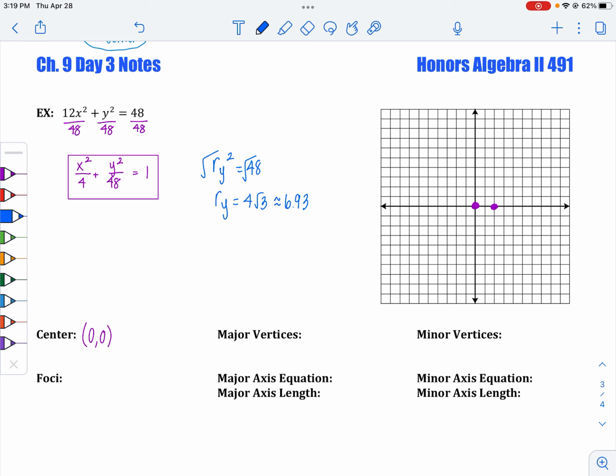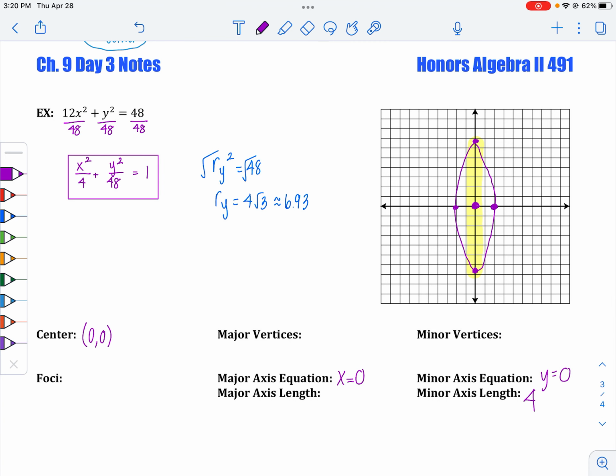So in the y direction, oh, sorry, I don't know why my point erased here. In my y direction, I'm going to go up 6.93, and down 6.93. And it's just an equation, so I know that this is my ellipse. Hopefully it's clear that the major axis is the longer one, so it's x equals 0. Minor would be y equals 0, because that's the horizontal.